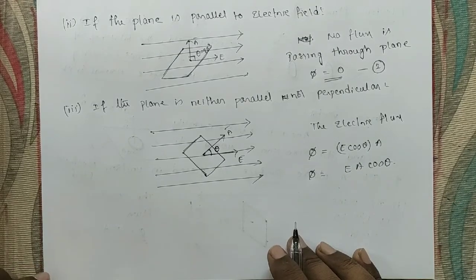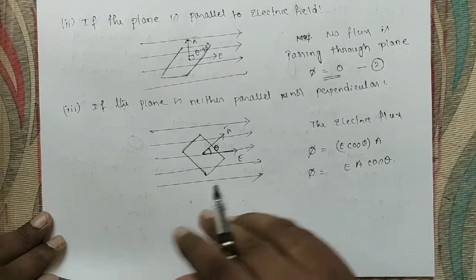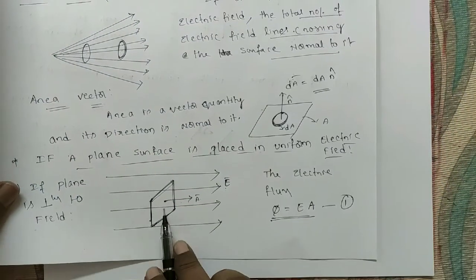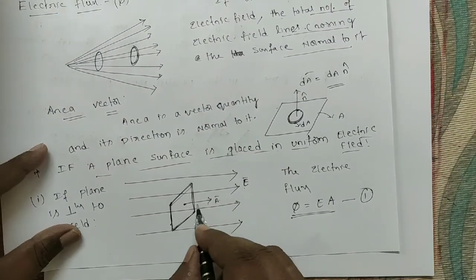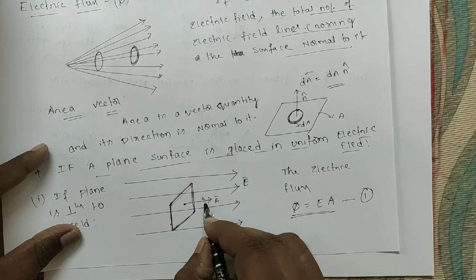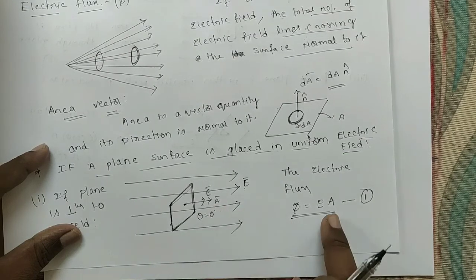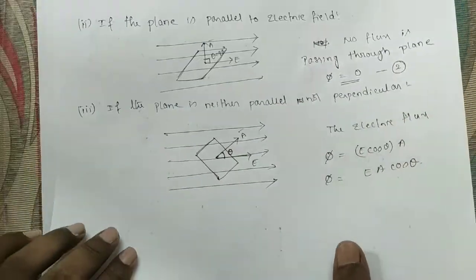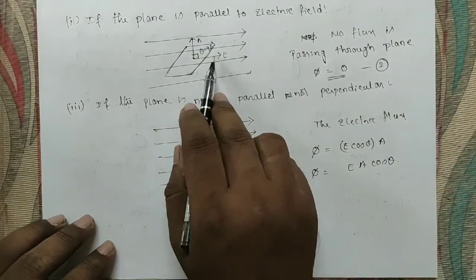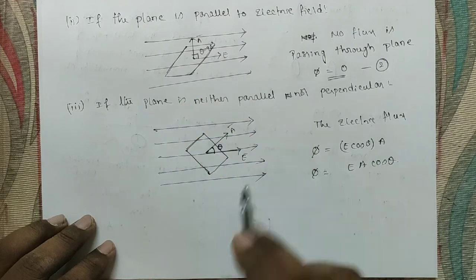So you observe that when the surface is perpendicular, the angle between the electric field intensity and the area vector is zero and the flux is EA, and if the angle between the electric field intensity and the area vector is 90 degrees, the flux is 0.